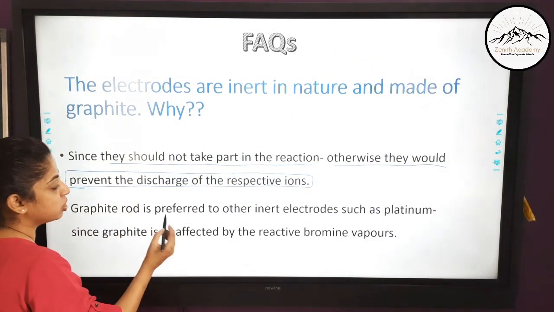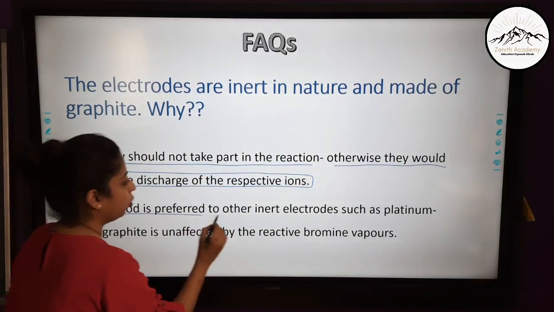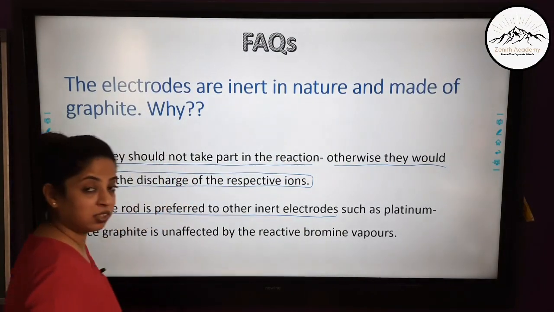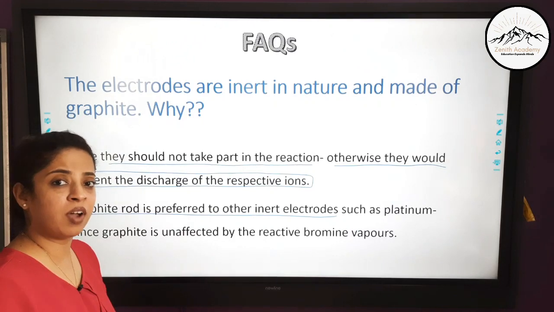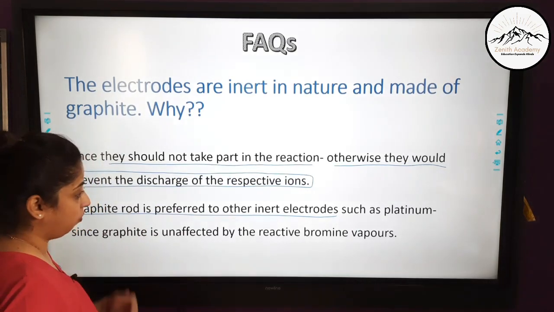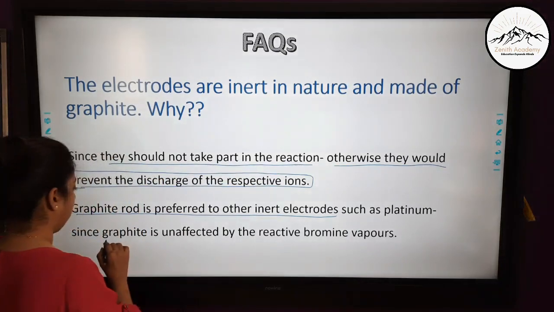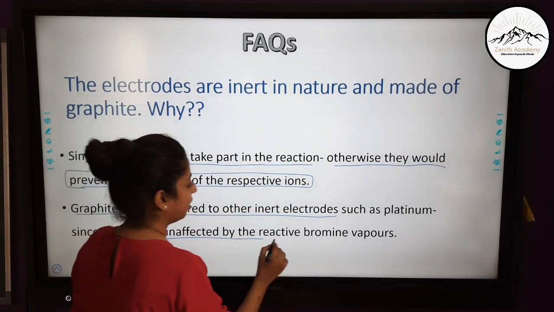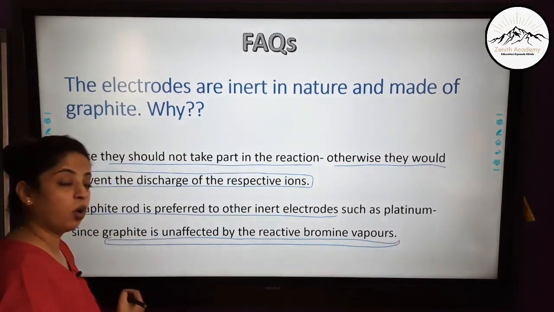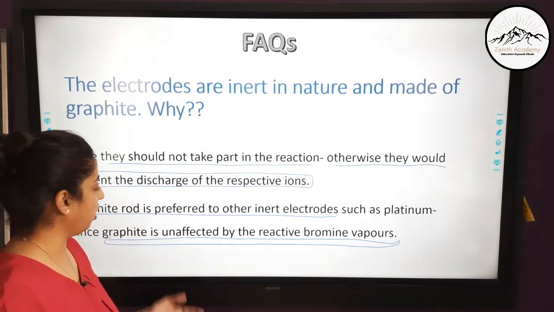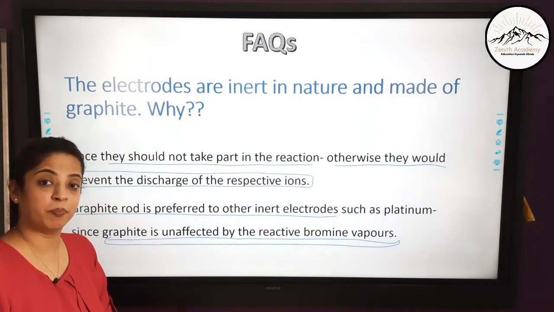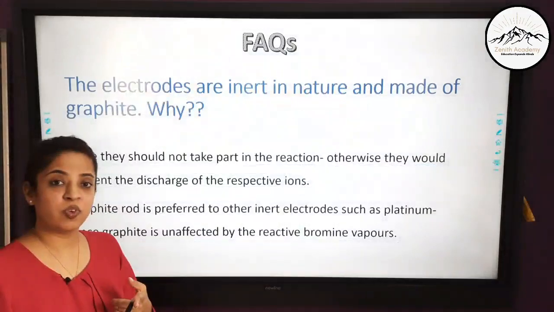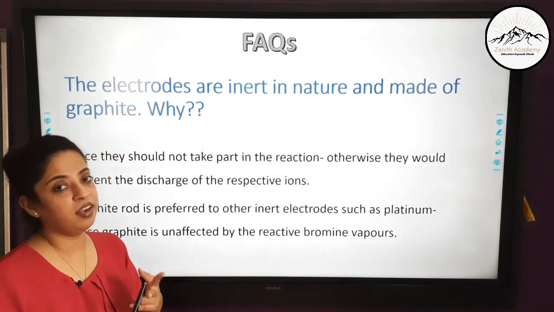Now graphite rod is preferred to other inert electrodes. There are other inert electrodes also like platinum, etc. So why have we chosen only graphite? Because graphite is unaffected by the reactive bromine vapors. We all know that bromine vapors are very strong and graphite remains unaffected by the reactive bromine vapors. That is why we choose inert and graphite.